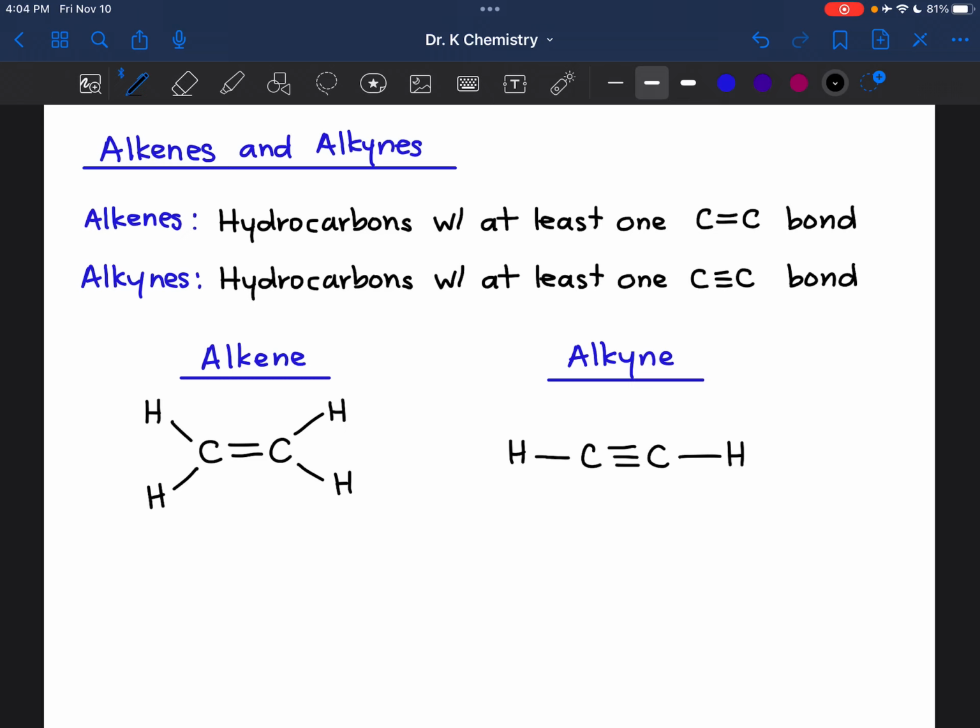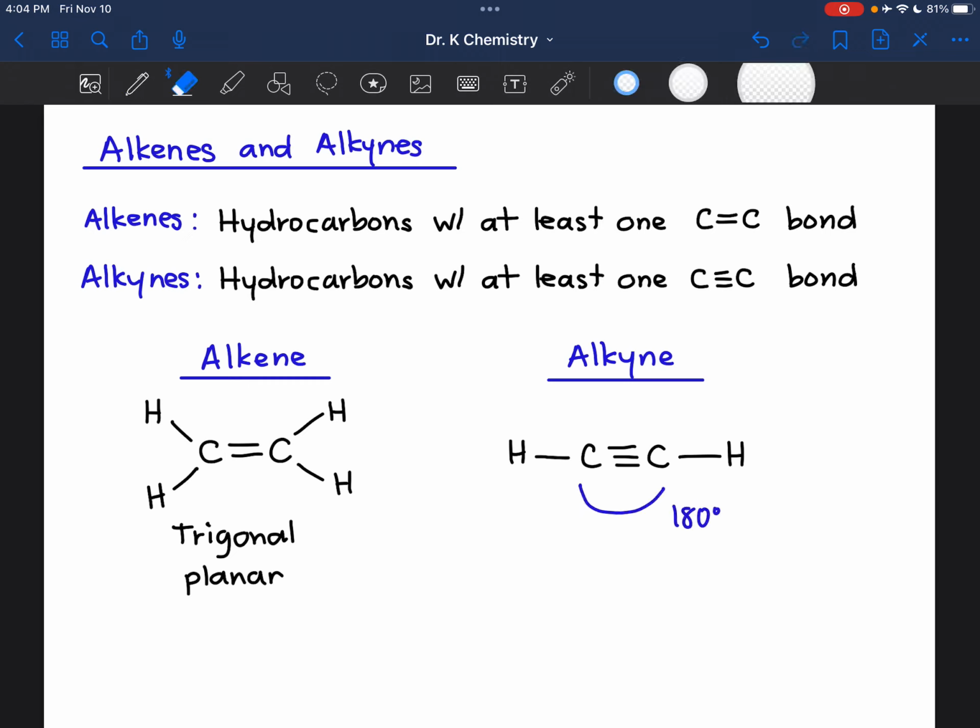Notice the geometry here. If you focus on this particular carbon here, you'll notice that it contains 1, 2, and 3 electron groups. It has no lone pairs of electrons, so this carbon has trigonal planar geometry. And that's the case for this carbon as well. So alkenes are going to be trigonal planar. Alkynes are completely linear, and they are always going to be linear. This is a 180-degree angle right here. So always draw alkynes as linear molecules.